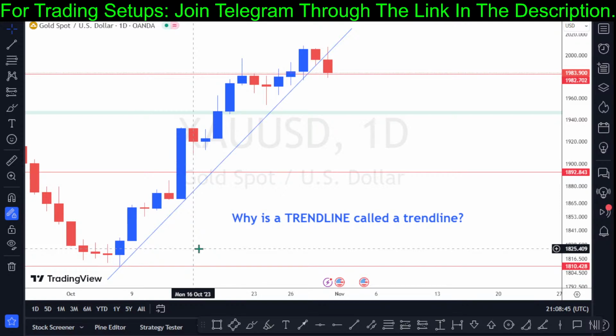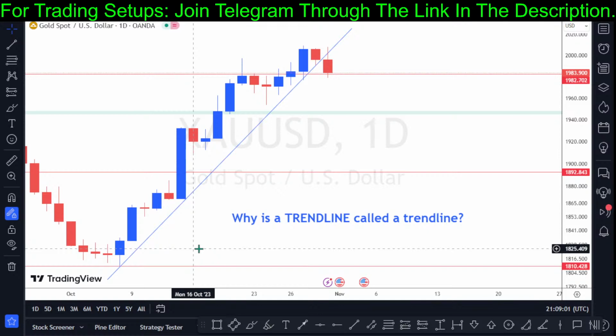Why is a trend line called a trend line? Please, I want more answers. I've gotten a lot of answers from a lot of intelligent, smart traders right there. Thank you so much. Please, why is a trend line called a trend line?